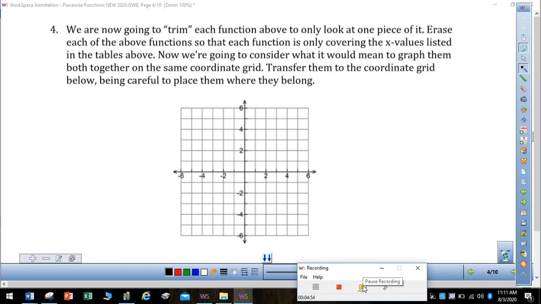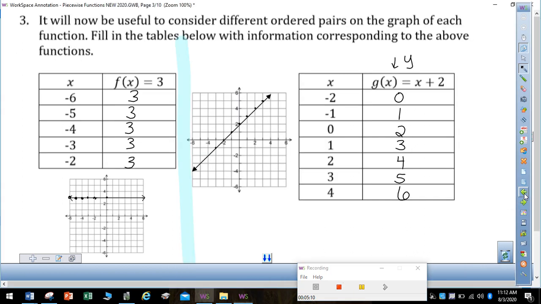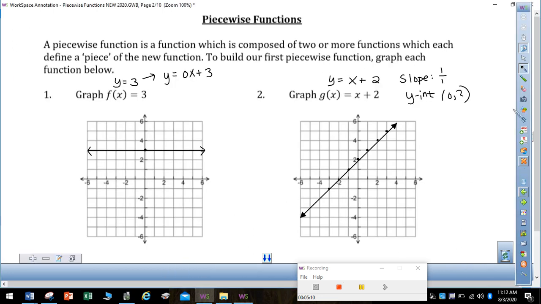So now we're going to trim each graph at the very beginning to only look at one piece of it. We're going to erase each of the above function graphs so that each function is only covering the x values listed in the tables that we just filled out. So for the first graph, we're only going to show the part that is x values from -6 to -2. So let's go back to this graph at the very beginning. Grab your eraser. I'm actually going to use my highlighter here first to show that we only want the graph to exist for x values from -6 to -2. So I'm going to grab my eraser and erase the rest of it here.